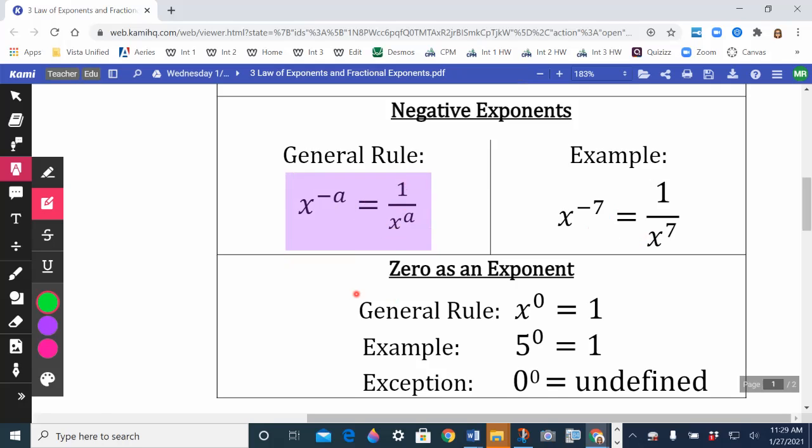And then here, when we are raising anything to the power of 0, we get a 1. There is one exception, and that exception is 0 to the power 0 is undefined. So these are the laws of exponents that we should understand coming into the Integrated 2 class.